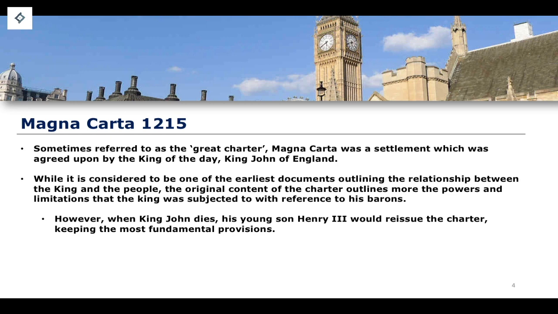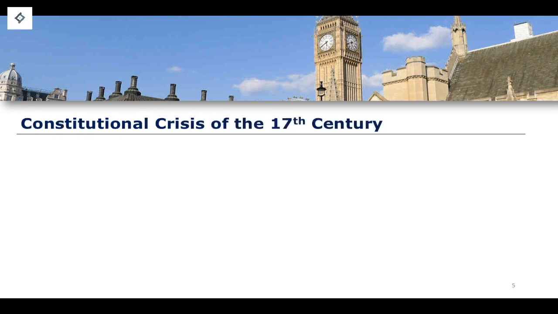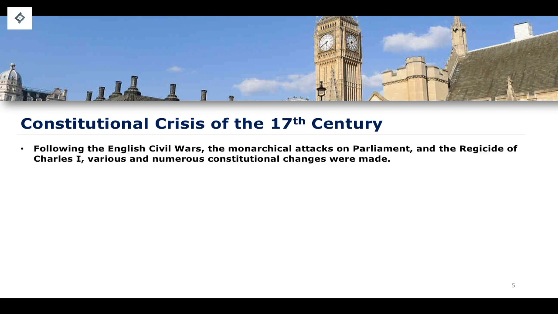The ways in which the French Revolution operated within the 1700s also is somewhat influenced by the Magna Carta, as well as a number of Enlightenment ideas as well. Now, skipping ahead quite significantly, we're going to make a major jump from the 1200s to the 1600s when we talk about the major constitutional crisis which takes place in the 17th century.